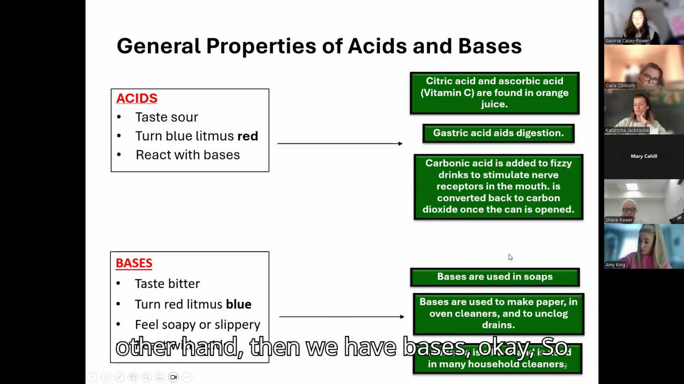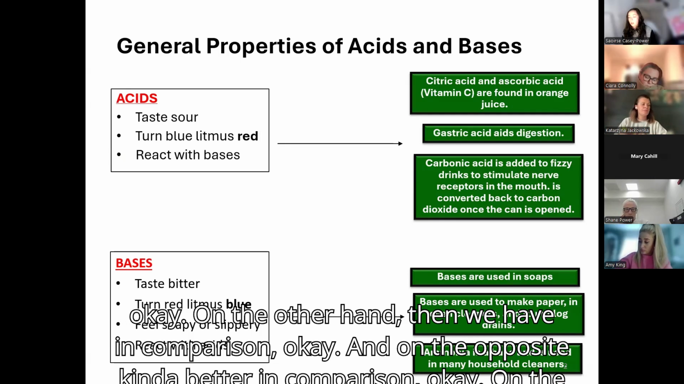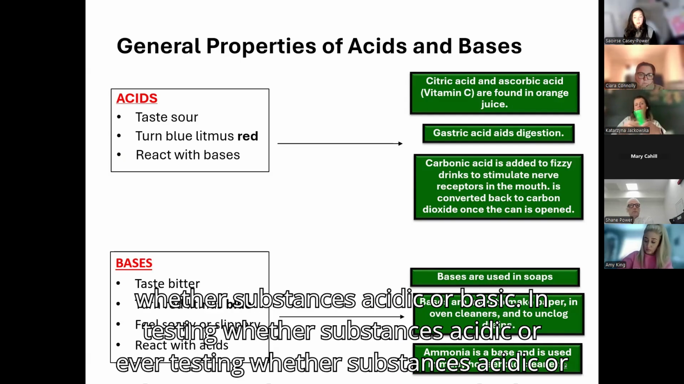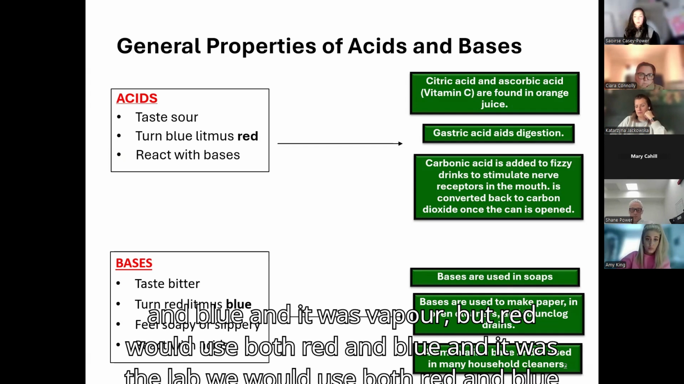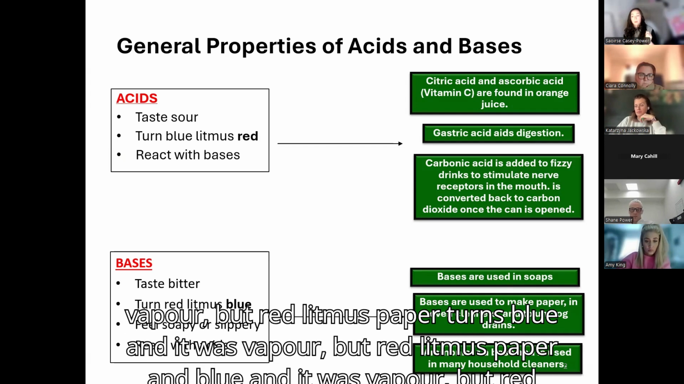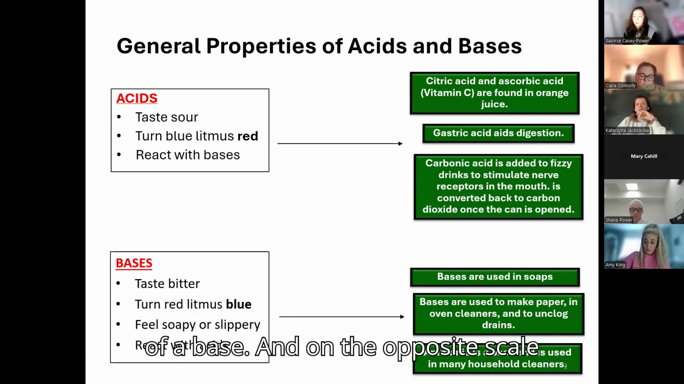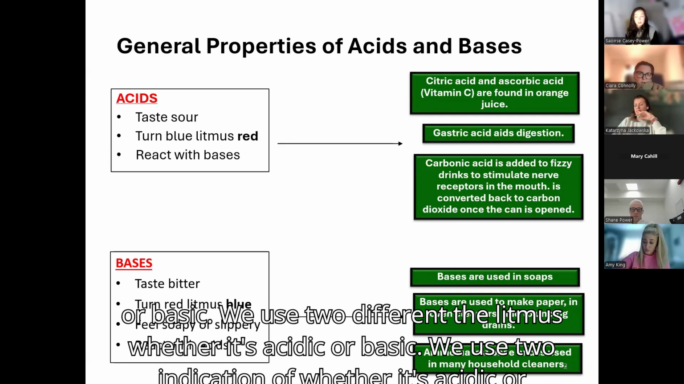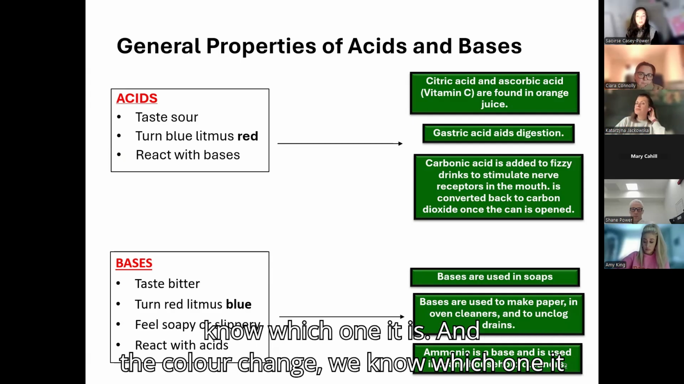On the other hand, then, we have bases. Okay, so these taste kind of bitter in comparison. On the opposite scale, if we're testing whether a substance is acidic or basic in the lab, we would use both red and blue litmus paper. But red litmus paper turns blue in the presence of a base. So that's our first kind of indication of whether it's acidic or basic. We use two different litmus papers, and depending on the color change, we know which one it is.